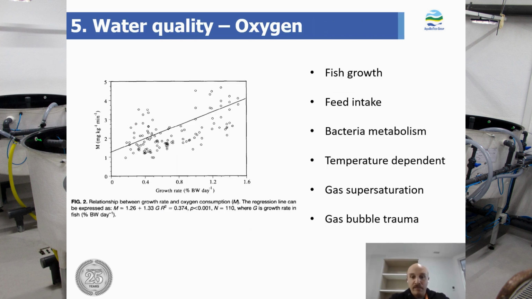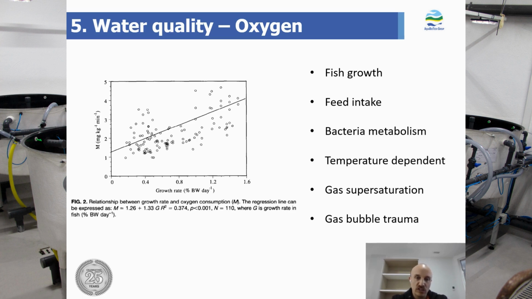Oxygen is probably the main limiting factor for fish. It's impacting the fish growth and the feed intake. We can say that the higher the oxygen, the higher the feed intake of the fish. It's impacting the bacteria metabolism, as it is somehow helping certain bacteria to outcompete other bacteria. It is also temperature dependent, which is one of our main concerns, as we need to consider that injecting oxygen in warm water is not as easy as in cold water.